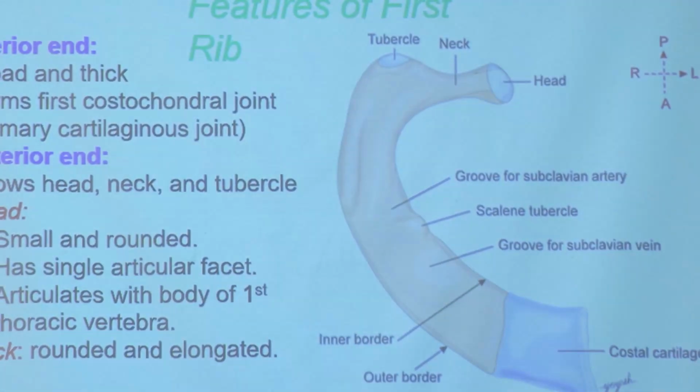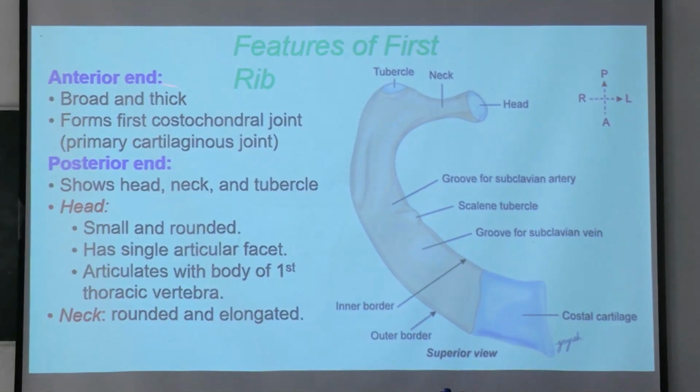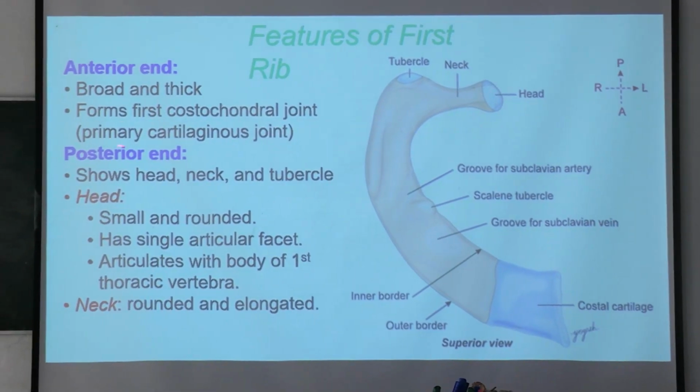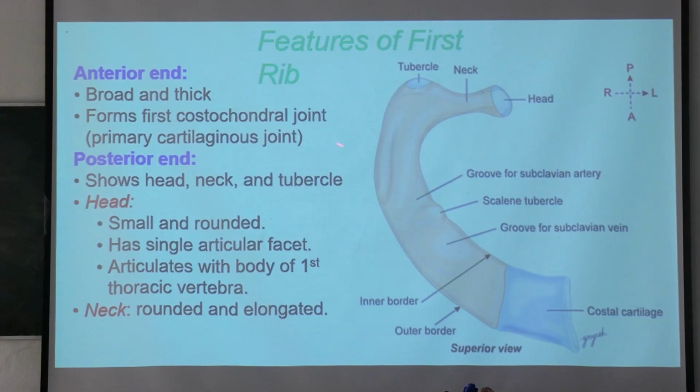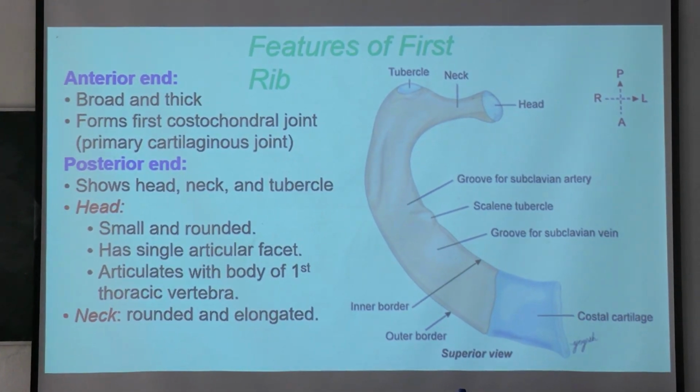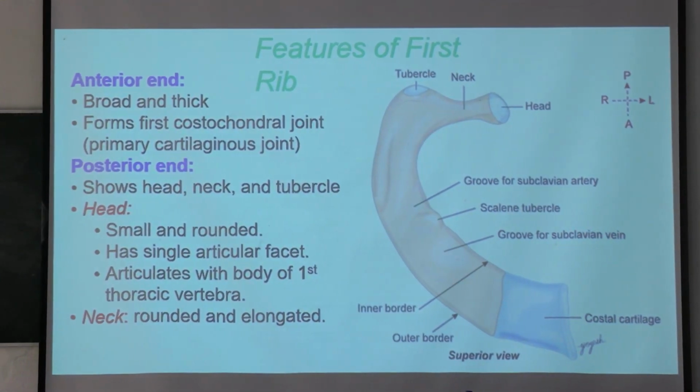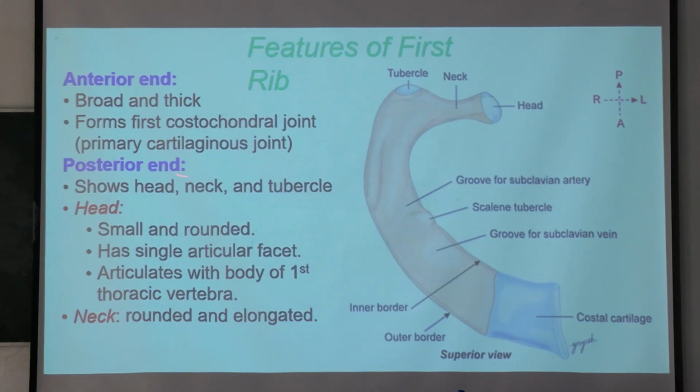So this is the first rib. It has an anterior end, which is broad and thick, and forms the first costochondral joint. This is a primary cartilaginous joint. This type of joint is important. Okay, the first costochondral joint is a primary cartilaginous joint.